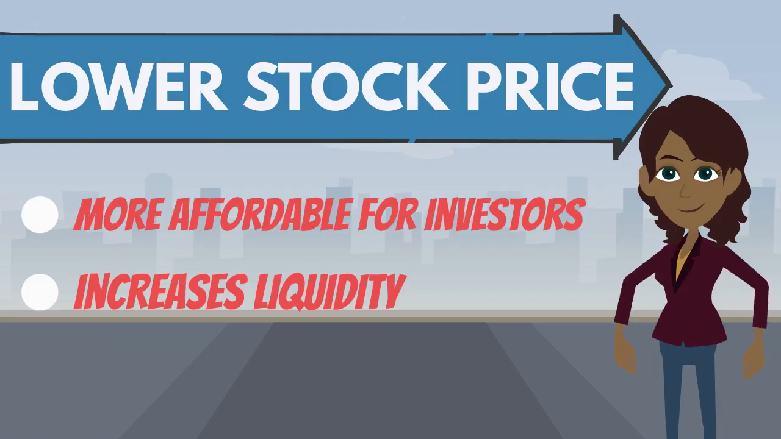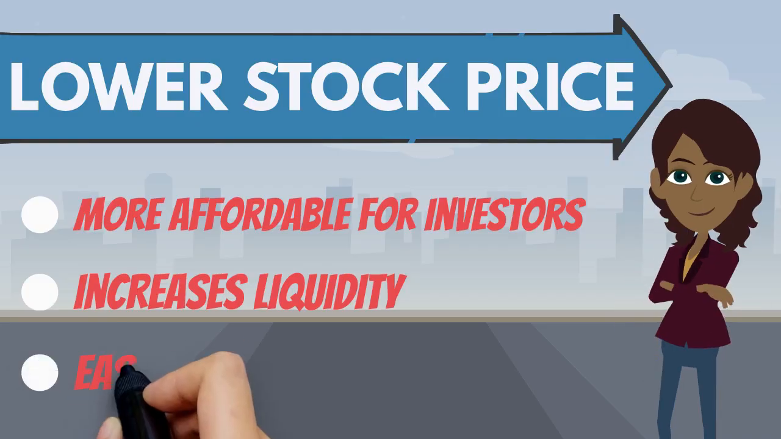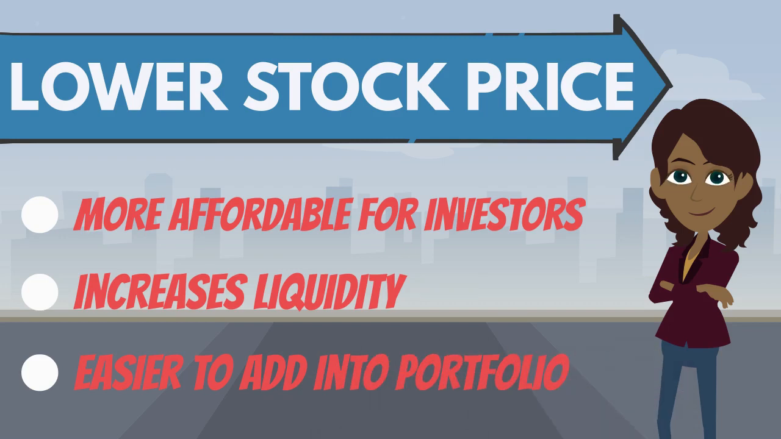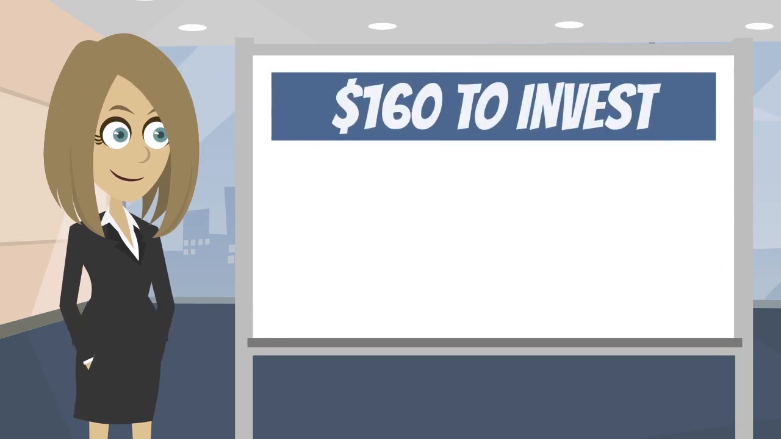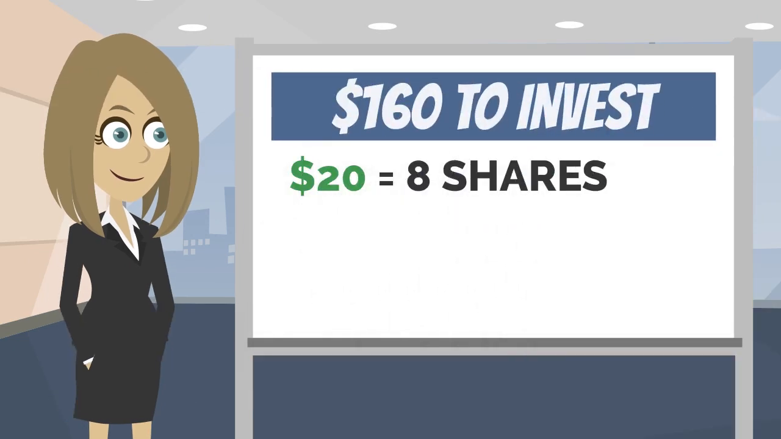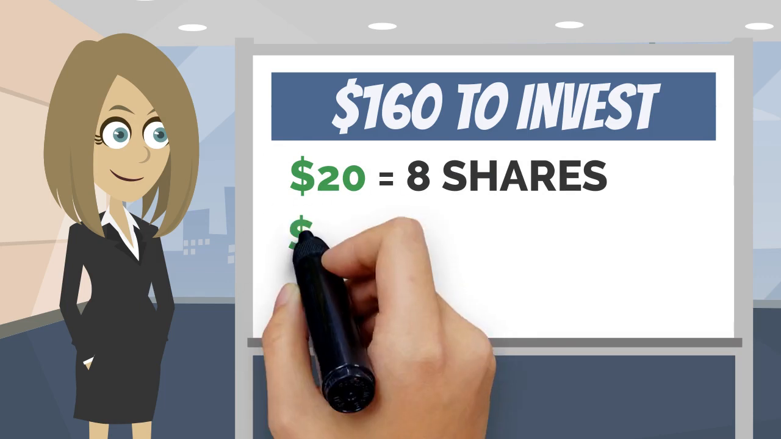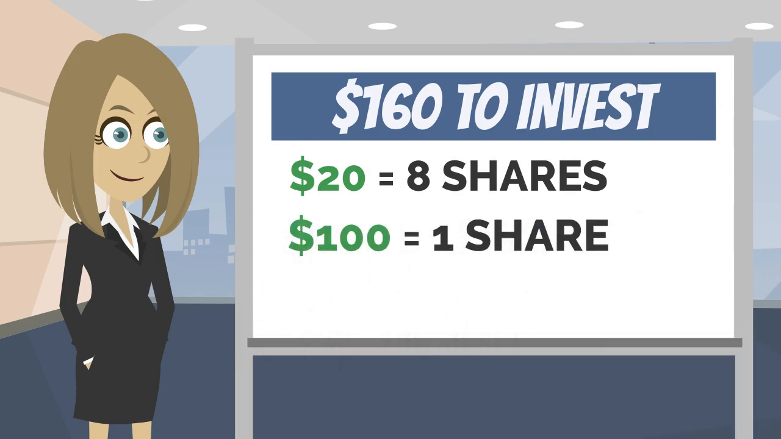A lower price per share also makes it much easier to fit that stock into your portfolio when you're either adding to a position or rebalancing. Think of it this way. If you only had $160 to spend, you can buy 8 shares at $20 a share, but you can only buy 1 share that's currently trading at $100.